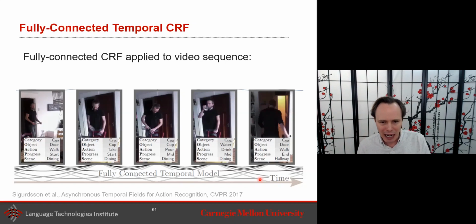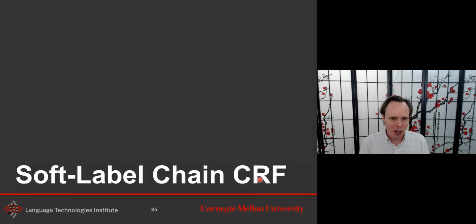If you look at the slides that are posted online, you can see a few examples of another case where the labeling of the CRF is not a hard labeling, but a soft labeling. And that's what's called a soft label chain. I invite you to look at the paper for more details.